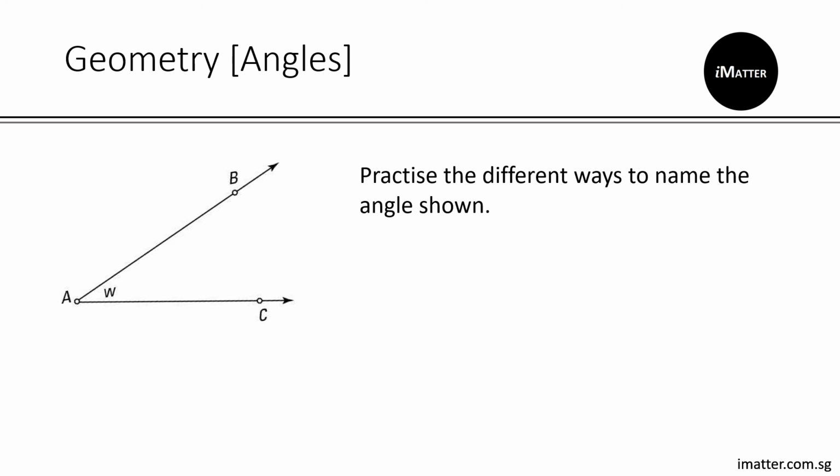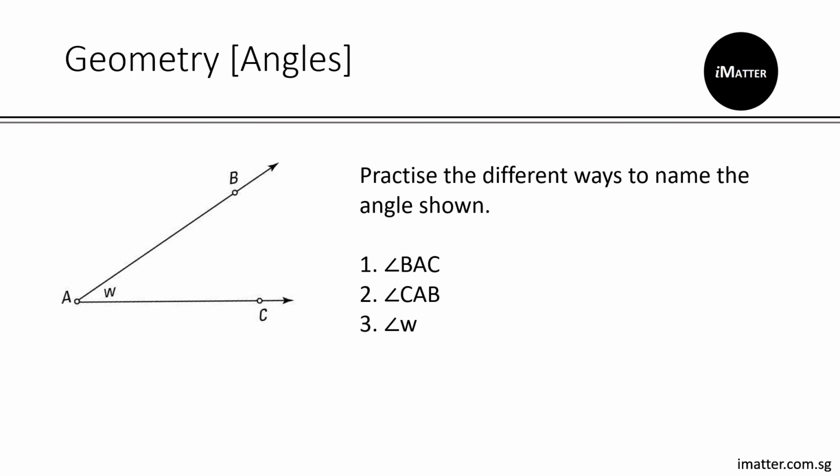There are three different ways that you can name the angle that I have shown you on this slide. You can pause the video and try to find out what they are before I give you the answers. So shown here are the answers to how to name the angles. The first way is angle BAC. The second way is angle CAB. And the last one is angle W.